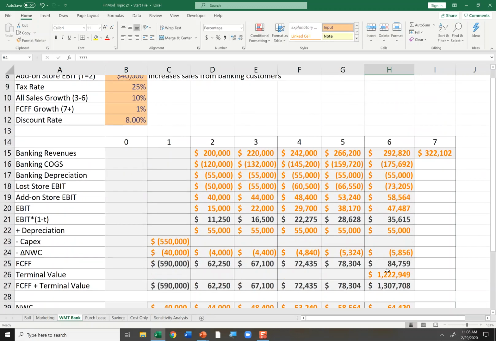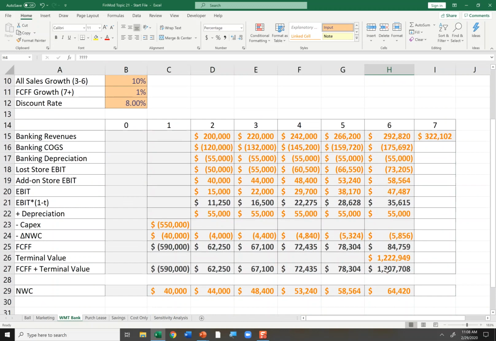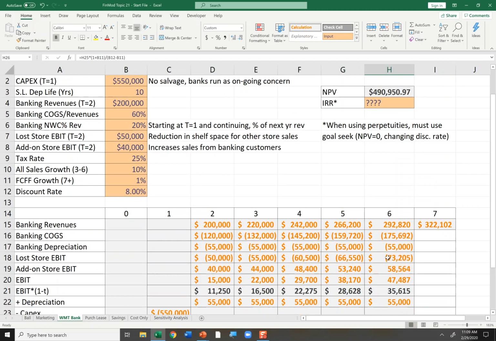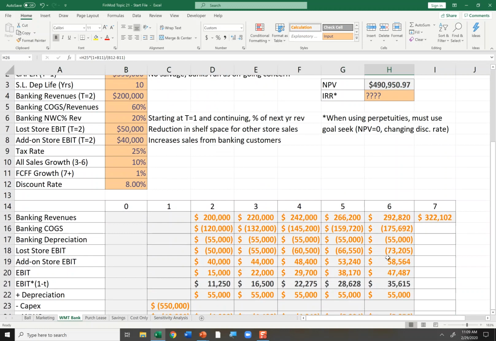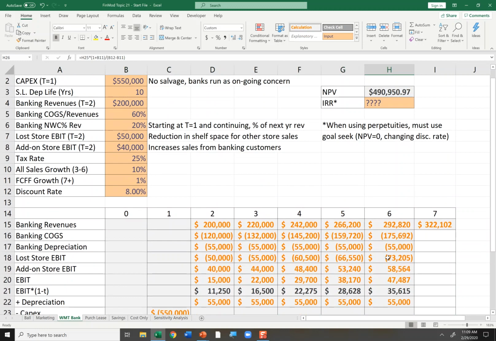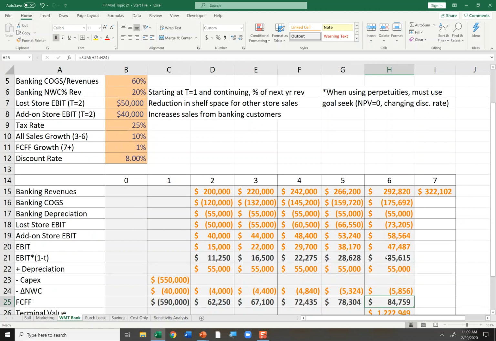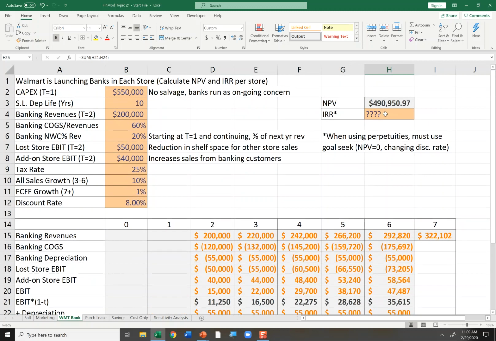Now, here's a weird situation. When you have a growth perpetuity in your valuation, you can't use the IRR function to calculate its IRR. That's because the use of the growth perpetuity is going to mess up the IRR calculation. So let's do it this way.